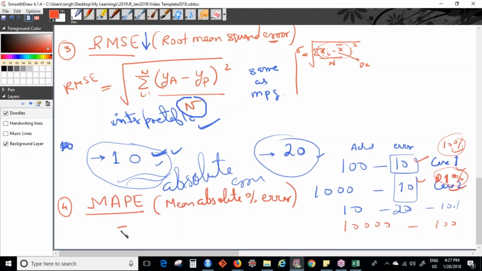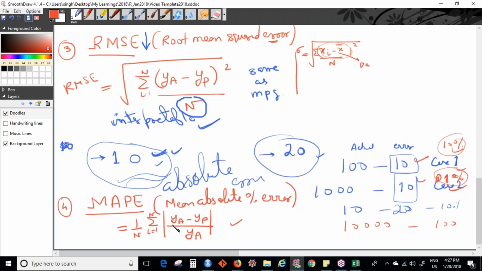So the formula for MAPE is, again going from the right hand side, first the error, which is actual minus predicted. Then you take the percentage, so you divide it by the actual. You take the absolute value of it, and then you take the mean of it. Sum everything and take the mean of it. This is your formula for mean absolute percentage error. Is this clear, guys?